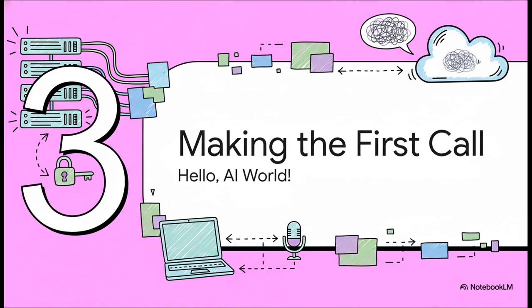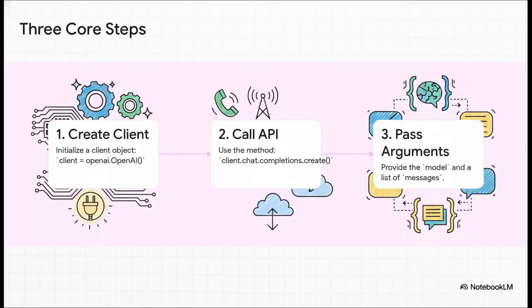All right, our environment is built, our keys are totally secure. I think it's time for the main event. Let's make our very first call to an OpenAI model and actually get a response back. It's actually surprisingly simple to connect to the AI. It boils down to 3 core steps. First, you create a client. It's just an object from the OpenAI library.